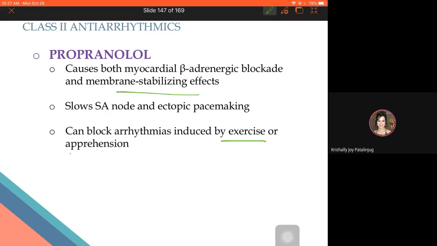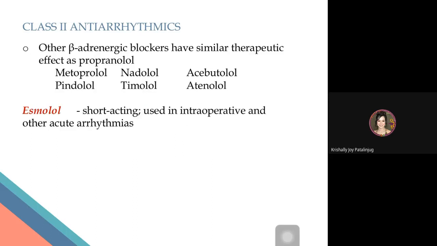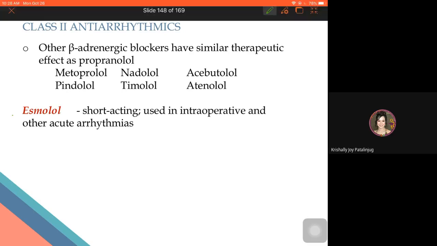Now aside from propranolol, we also have other class 2 antiarrhythmics. We also have other beta blockers na merong similar actions, which is having membrane stabilizing action. Other examples are metoprolol, nadolol, acebutolol, pindolol, timolol, and atenolol. Distinct to other examples is si esmolol, kasi isa siyang beta blocker with the shortest half-life, 10 minutes lang. Kaya very short lang ang action ng esmolol. Short-acting lang siya. Another thing to note, aside from these drugs, please take note also with regards to sotalol.